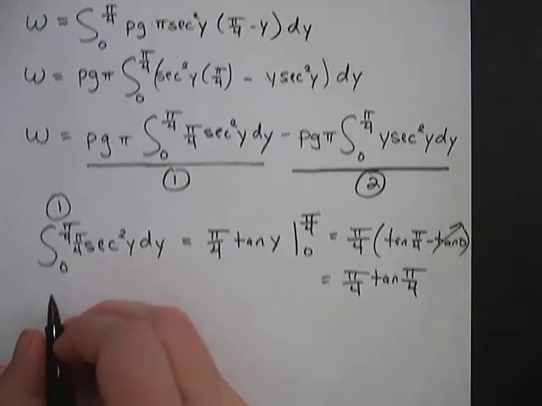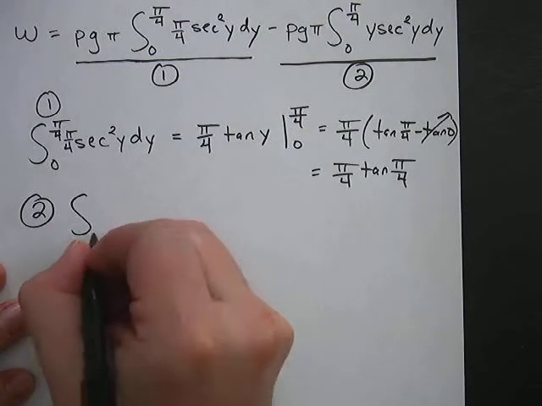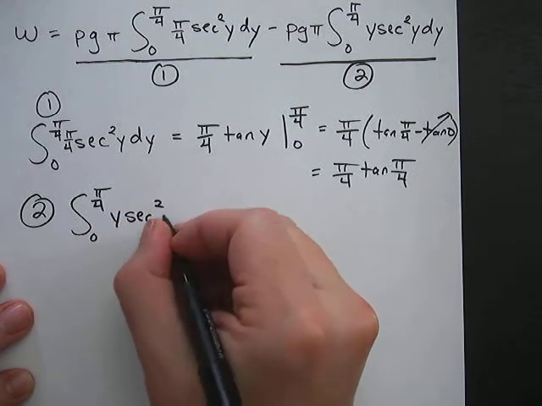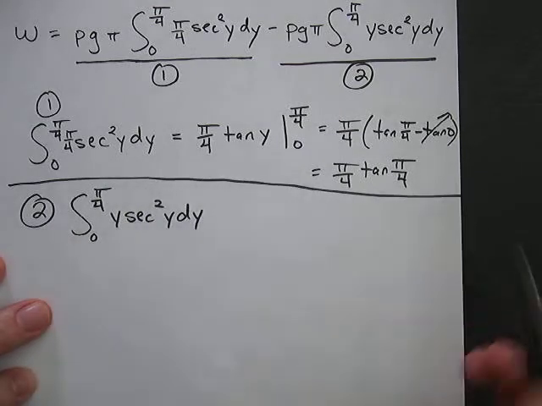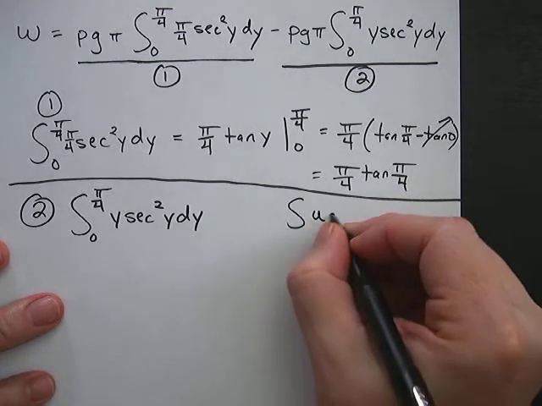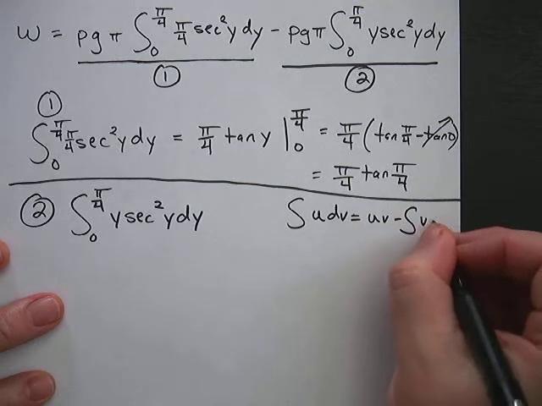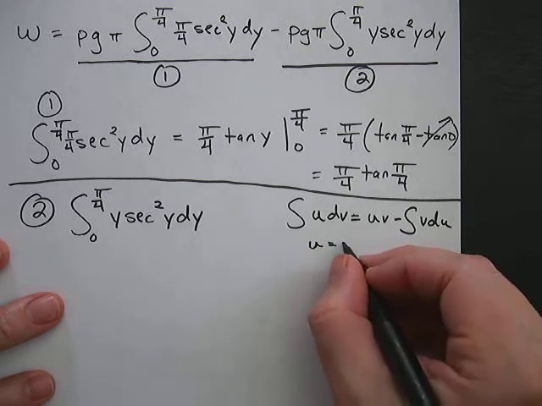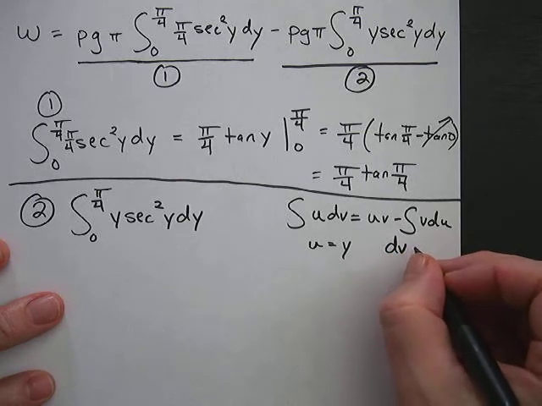All right, let's take a look at integral number 2. Integral number 2 is the integral from 0 to pi over 4 of y secant squared y dy. Okay, so how we're going to tackle this one is integration by parts. Integration by parts says that if you have the integral of u dv, you can split it up into uv minus the integral of v du. Okay, so in this problem we're going to make u equal to y, and we're going to choose dv to be secant squared.